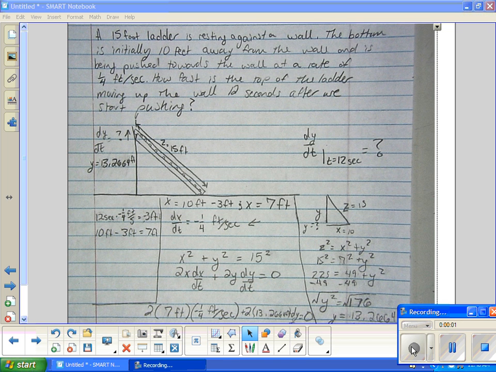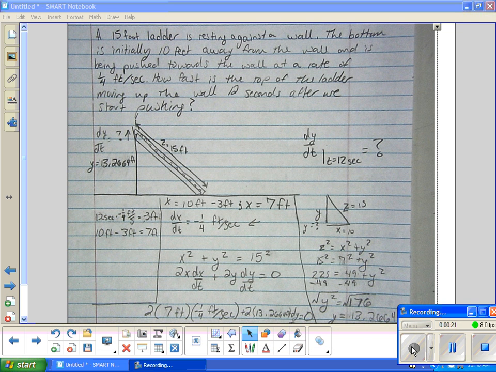The problem I was given was a 15-foot ladder resting against the wall. The bottom is initially 10 feet away from the wall and is being pushed towards the wall at a rate of 1/4 foot per second. How fast is the top of the ladder moving up the wall 12 seconds after we start pushing the ladder?